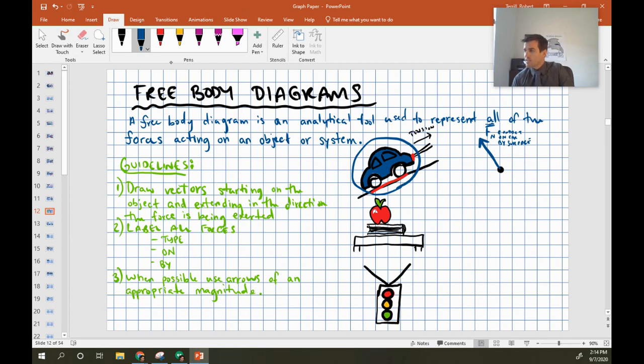Another force that we have acting on it is tension. I'm going to use capital T to represent tension. And then tension is another contact force. It's acting on the car, and it's by the rope.